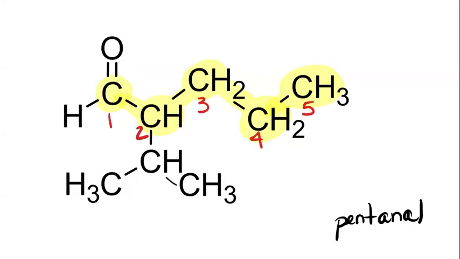I can observe that I have a substituent that is 3 carbons in length: 1, 2, 3. Since the connection to the parent chain is through the middle carbon, that is an isopropyl group. So for this molecule, the complete name will be 2-isopropylpentanal. Remember that I don't have to put 1-pentanal because carbon number 1 is always the carbonyl carbon in an aldehyde.